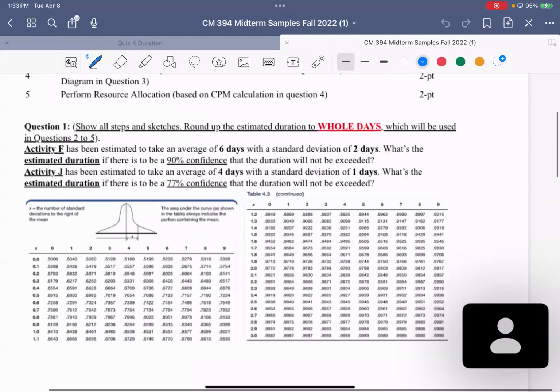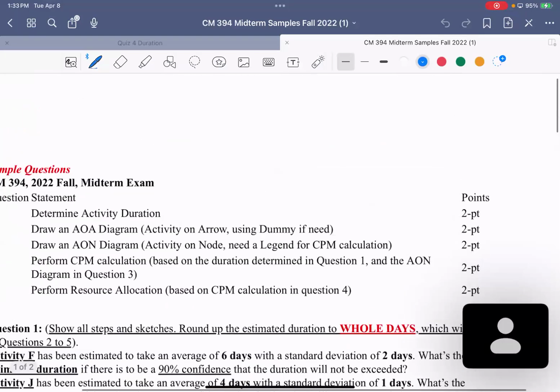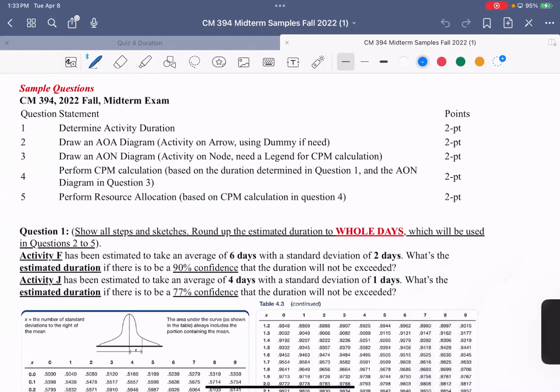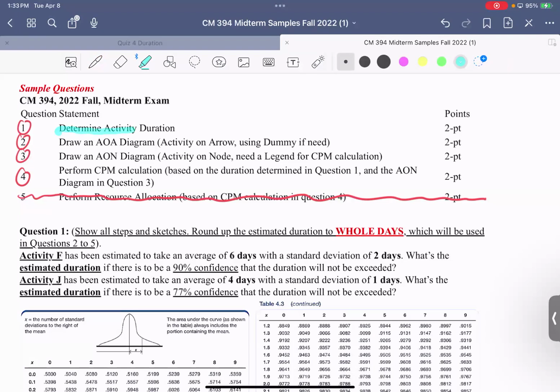Come back to here to the exam review. You will see some similar things for this one. As I told you, we won't have this question 5. So you only have question 1, 2, 3, 4. As you see from here, the question 1 is exactly what we just did, is the activity duration determination.